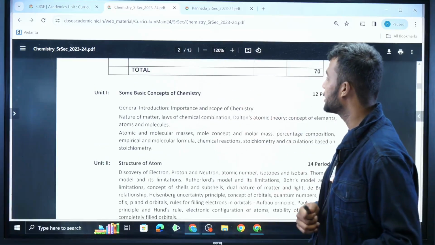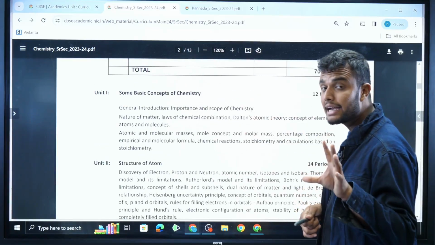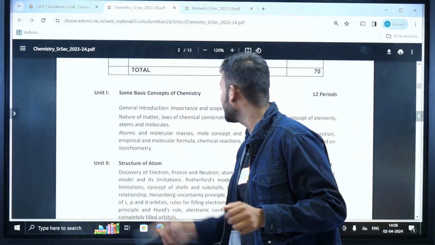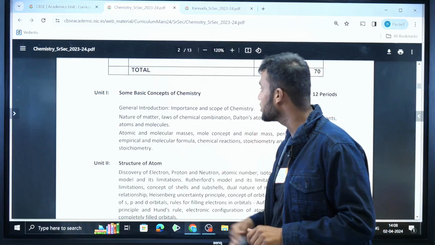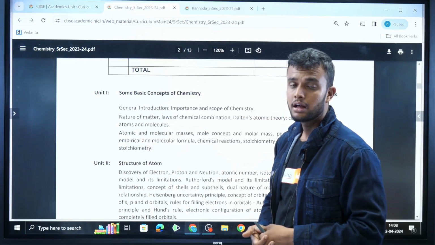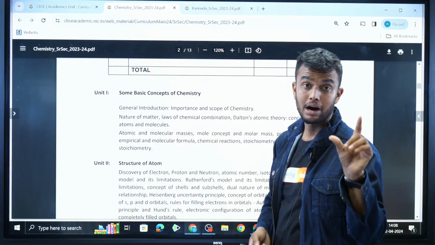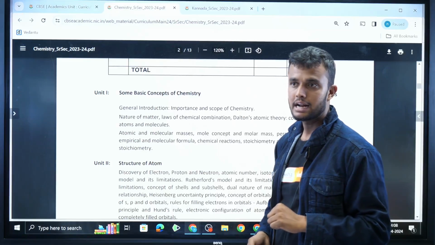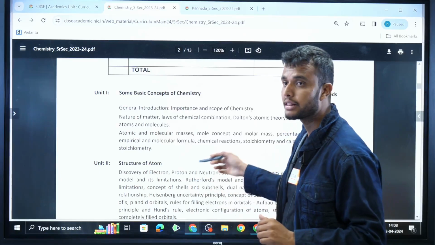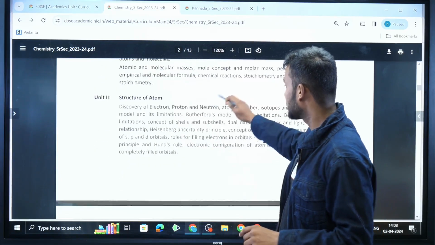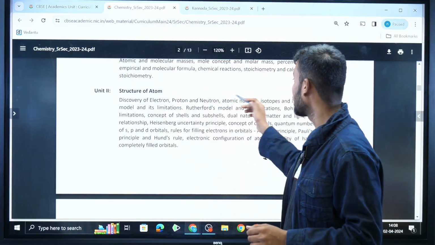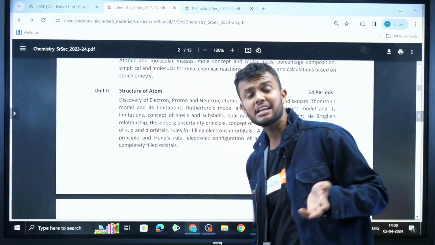Here, look, in some basic concepts of chemistry, the detailed syllabus is there, download it. General introduction is there: importance and scope of chemistry, nature of matter, laws of chemical combination, two laws are there now. Conservation of mass and law of definite proportions. These two laws are also important, Dalton's atomic theory is important, and everything is important. Also structure of atom is important: discovery of electron, proton and neutron. You already learned this in class 9.